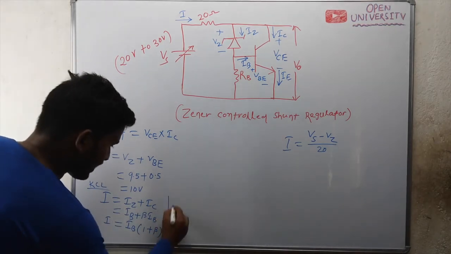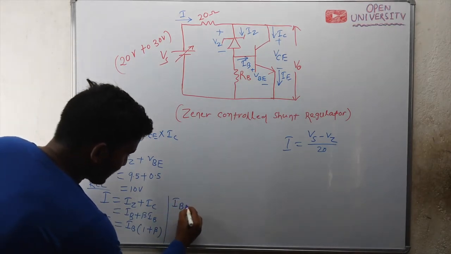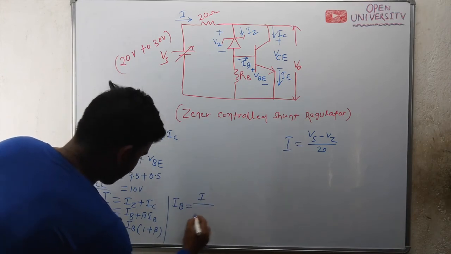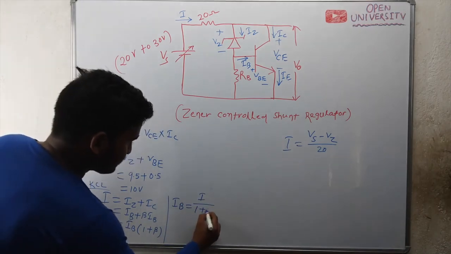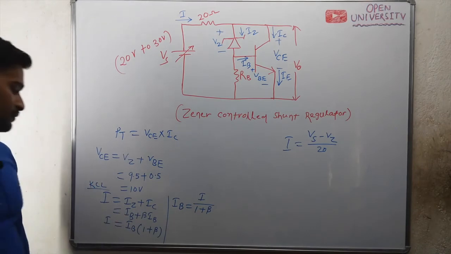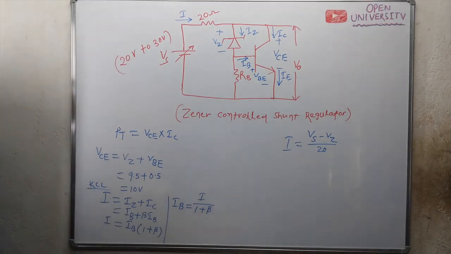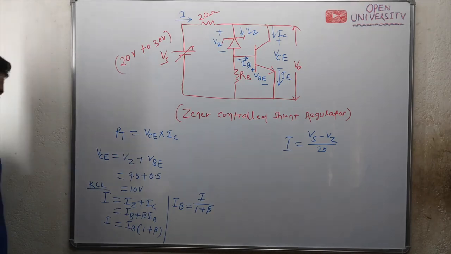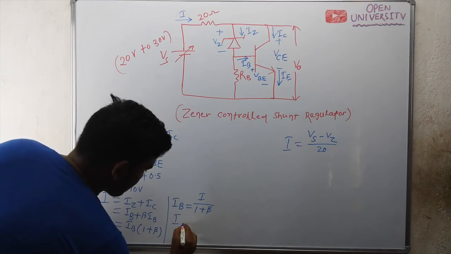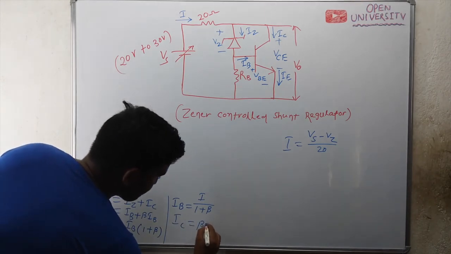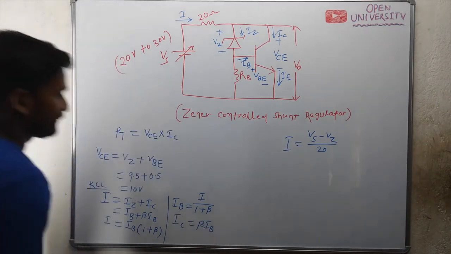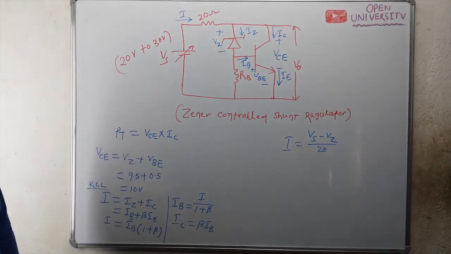Then find out what is IB. IB equals I by 1 plus beta. Then what will be IC? IC equals beta times IB.